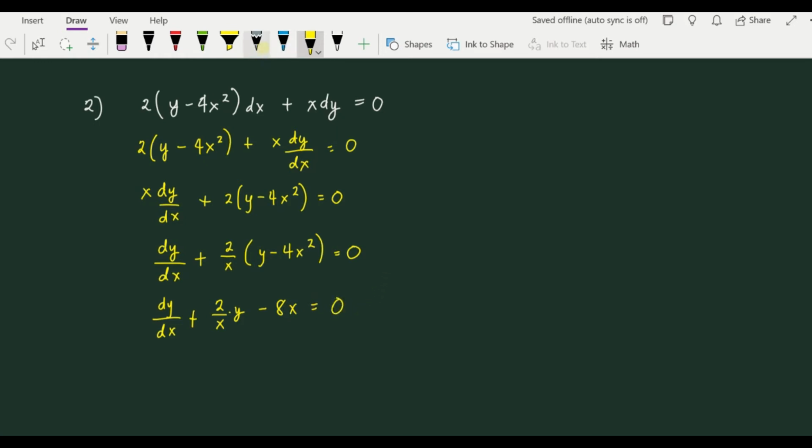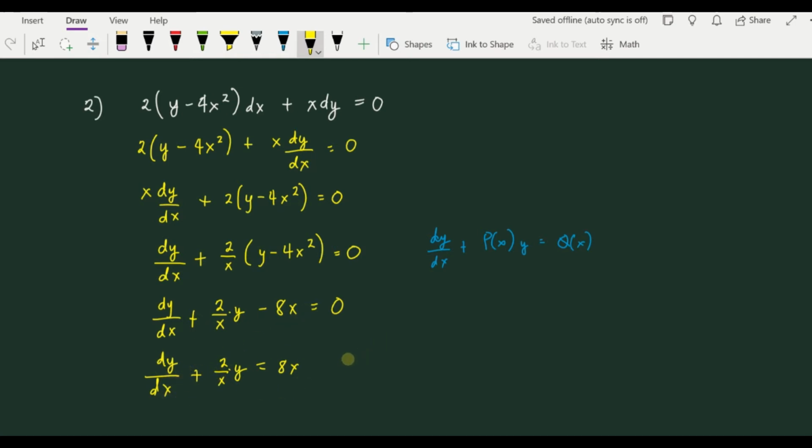Then, di ba ang form natin, para makita nyo lang, so ang form natin is dy over dx plus p of x y equals q of x. So, meron na tayong dy over dx, meron na tayong p of x, then y. Ito yun, di ba? So, itong negative 8x, idadalhin lang natin sa right side. Kaya magiging siyang dy over dx plus 2 over x times y equals 8x. So, meron na tayong standard form ng linear differential equation.